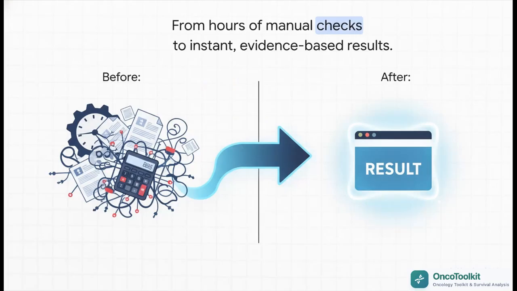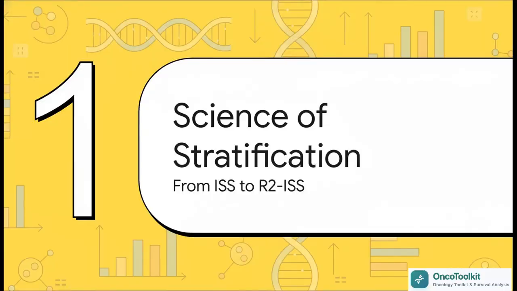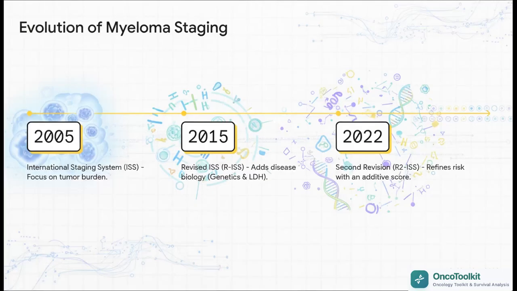So the goal here is pretty simple. Let's transform that complex, manual process into a single, streamlined calculation. Give you back your time, but without sacrificing any accuracy. Okay, so let's get into the science of it. Because to really understand how a tool like this works, you've got to appreciate the clinical evolution it's built on. The whole journey of risk stratification has really been about getting more and more precise.